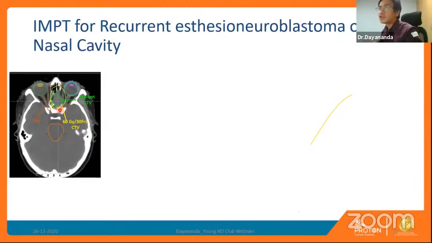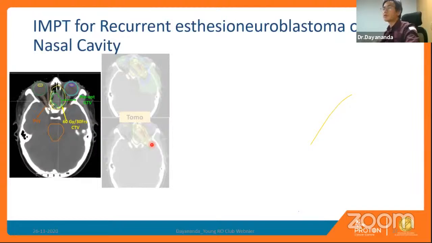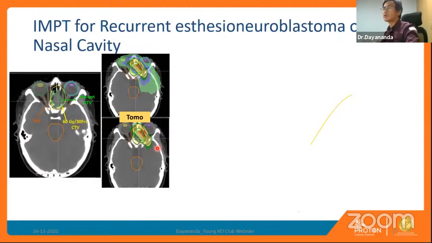You can see over here, we have to deliver a dose of 60 gray to this CTV, and at the same time, we have to restrict the dose to this optic nerve to a maximum dose of 9 gray. So we ran a competitive plan between protons and the tomo. This is the dose distribution from the tomo, and to respect the dose to this optic nerve to 9 gray, there is a significant underdose to this part of the target.